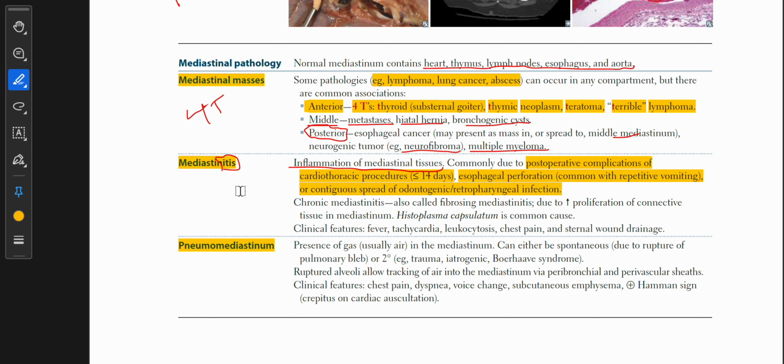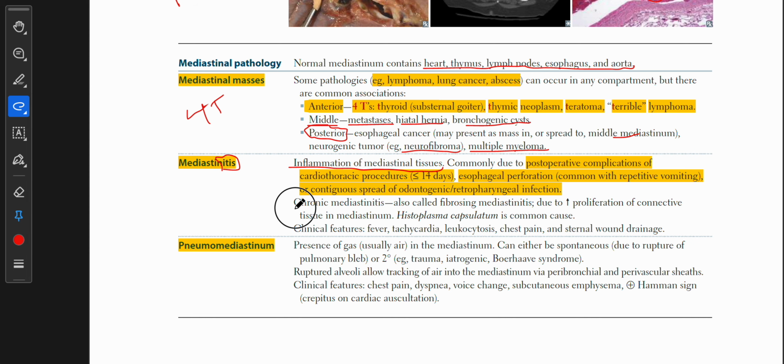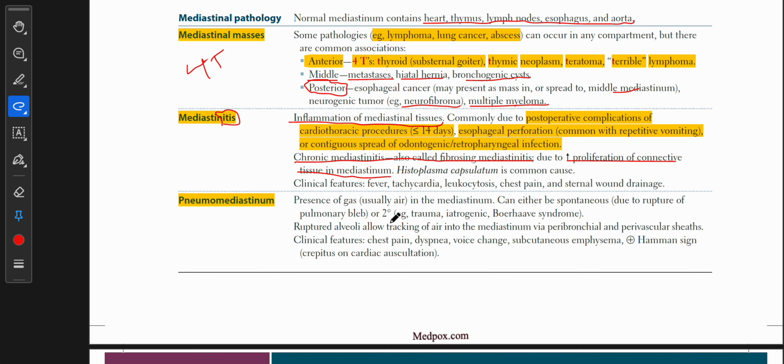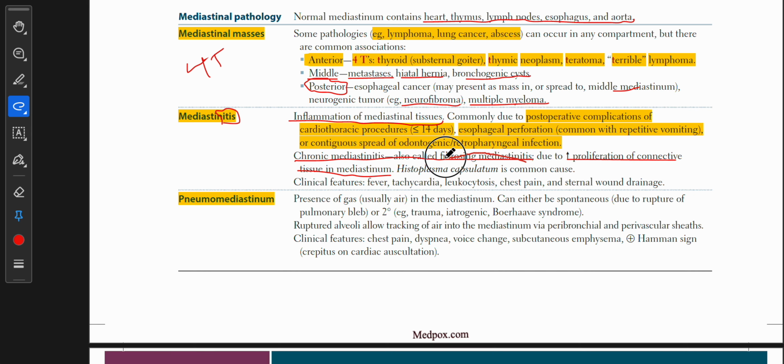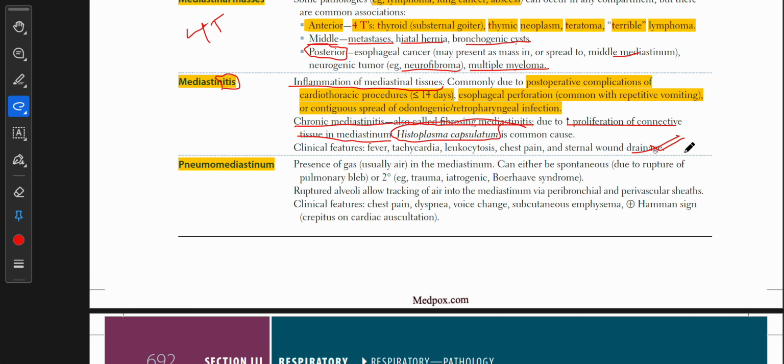There is chronic mediastinitis, also called fibrosing mediastinitis, due to increased proliferation of connective tissue in mediastinum. So we can remember this too. What is the common cause of chronic mediastinitis? That is Histoplasma capsulatum. It is a fungus. And the clinical features include fever, tachycardia, leukocytosis, chest pain, and external wound drainage. All the classic features of inflammation.